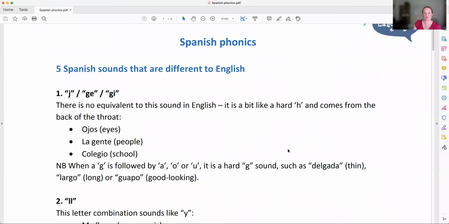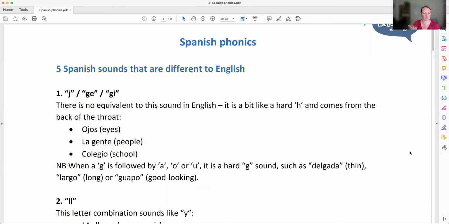So in this lesson, we're going to be looking at Spanish phonics. We're going to look at 5 sounds in Spanish that are different to English sounds. The first one we're going to look at is the letter J, and the same sound is also made with the letters GE and GI. So this sound doesn't have an equivalent in English. It's a bit like a hard h sound, and it comes right from the back of your throat. So J or G followed by an E or G followed by an I makes a ch sound.